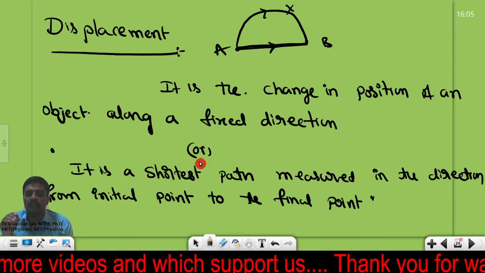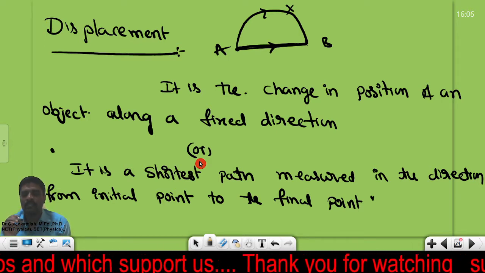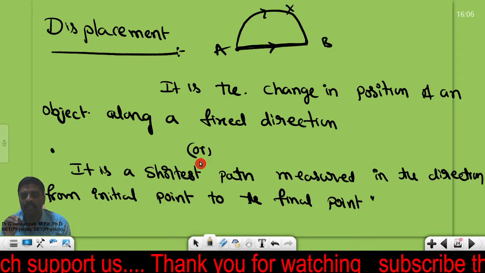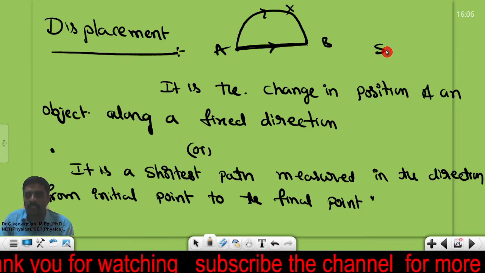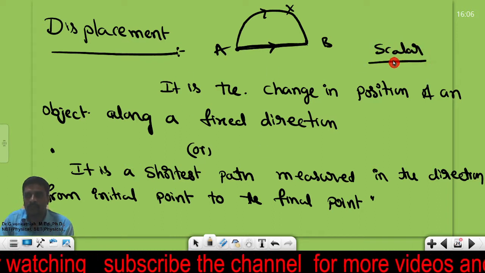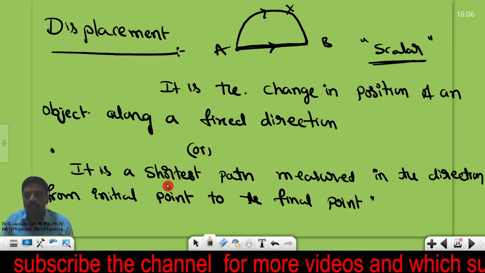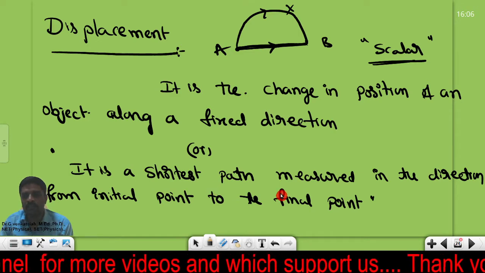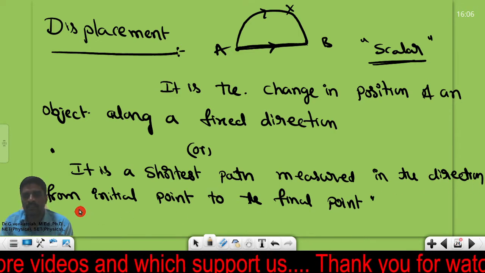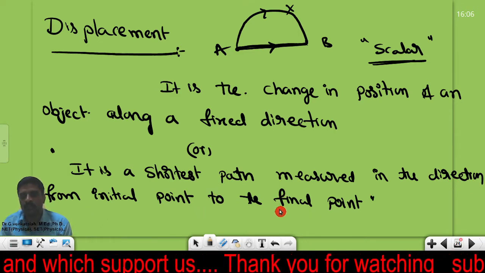In this one we are discussing a directional quantity. That means it has magnitude and direction, so it is a vector quantity. Displacement is a vector quantity. Now we will get to another definition: it is the shortest path measured in the direction from the initial point to the final point.